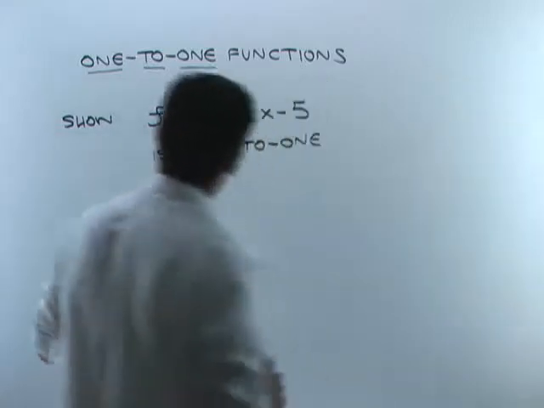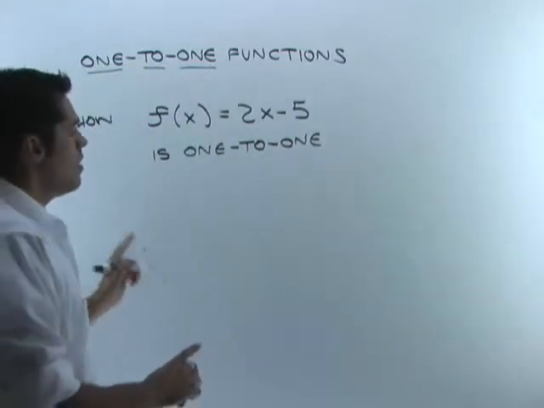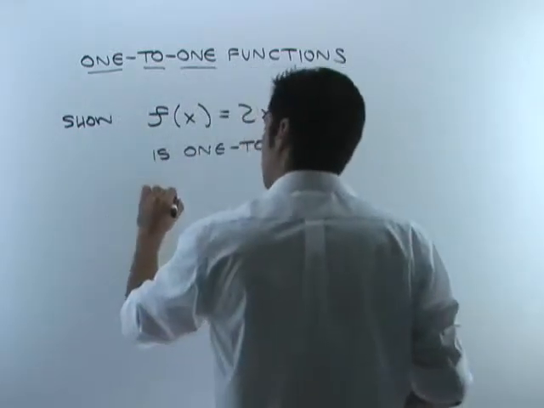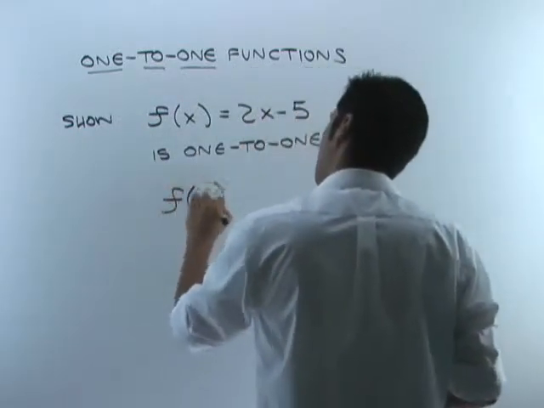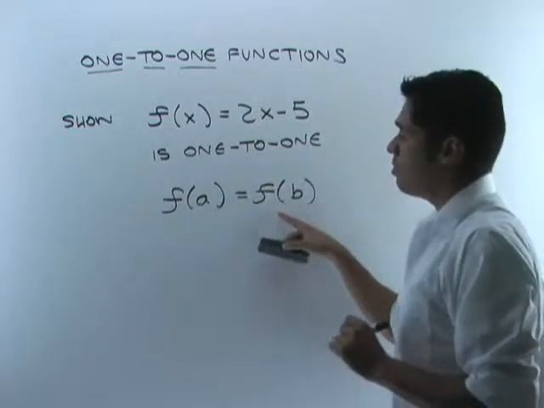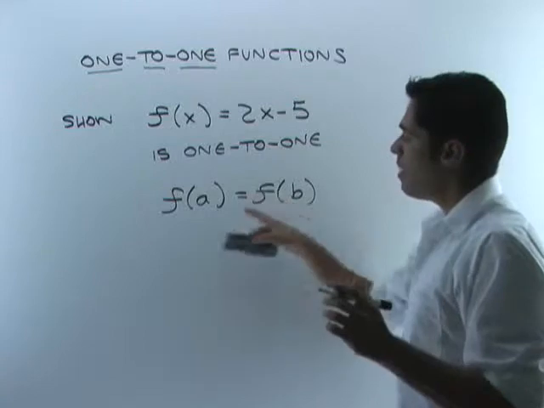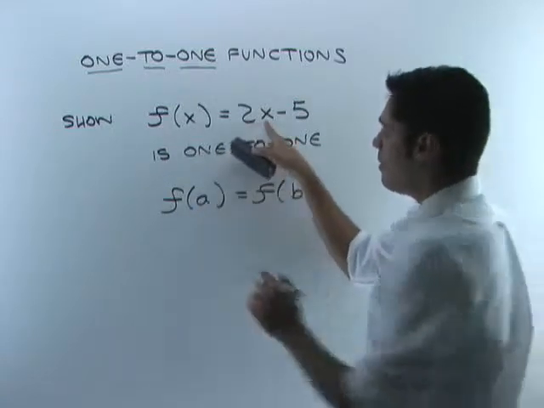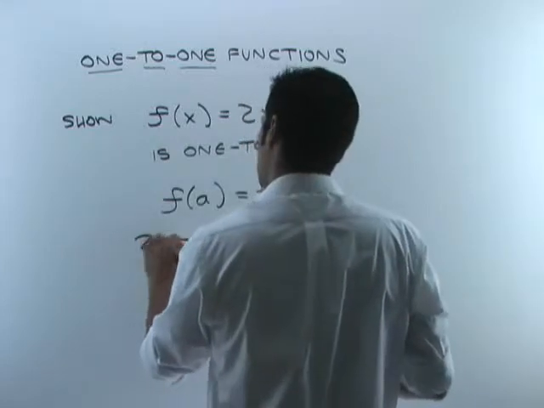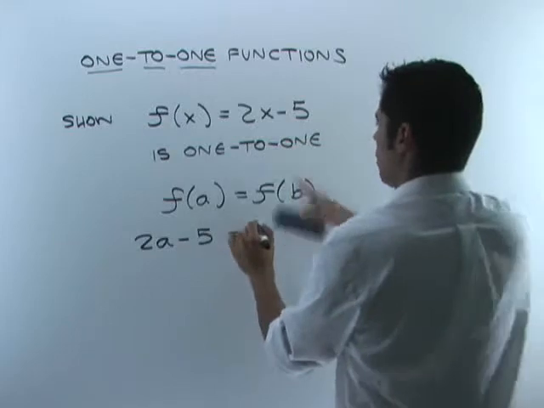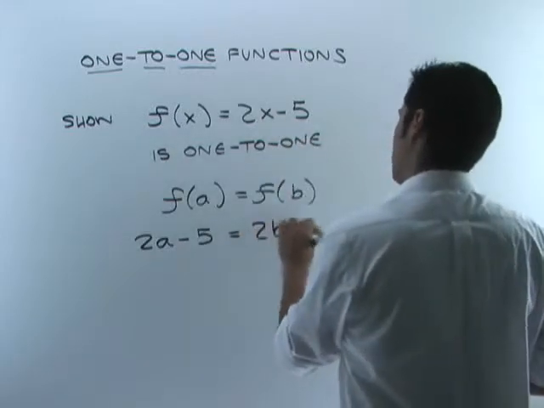Okay, so here's what we have to do. We have to imagine that we're starting off with the definition. So let's start off by saying that f of a is equal to f of b. Now, if this is true, I need to show that a must be equal to b. So what's f of a? We'll plug a in here for x, and you get 2a minus 5. Now plug b in here for x, and you get 2b minus 5.